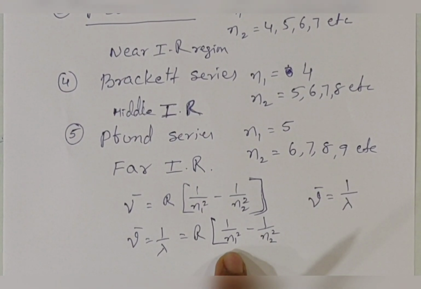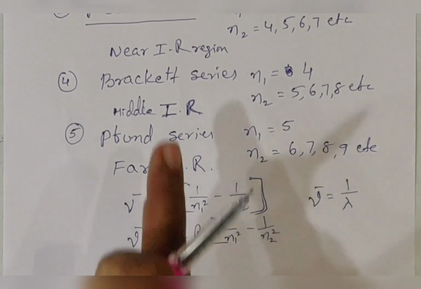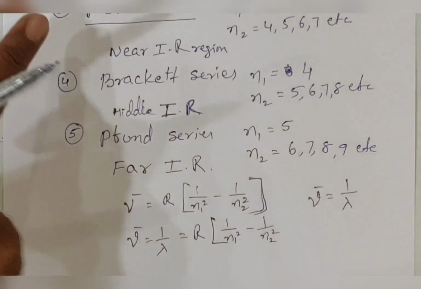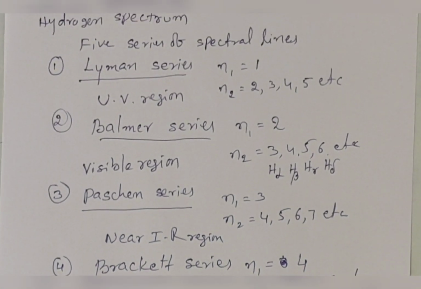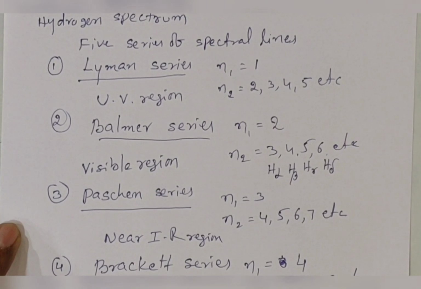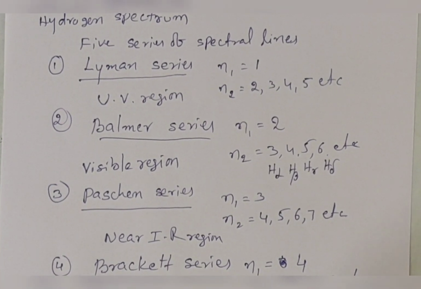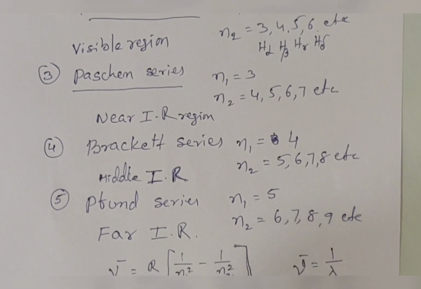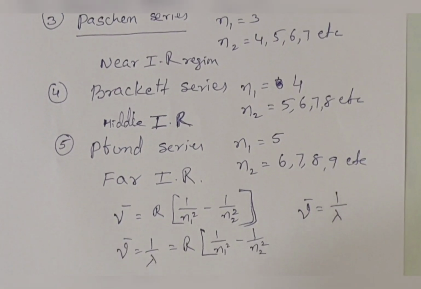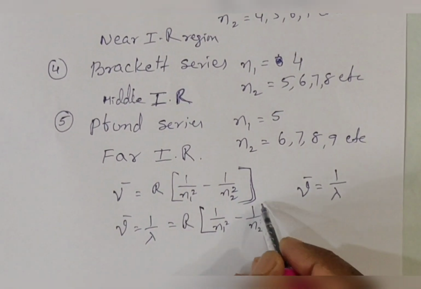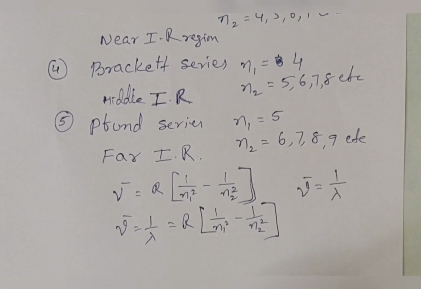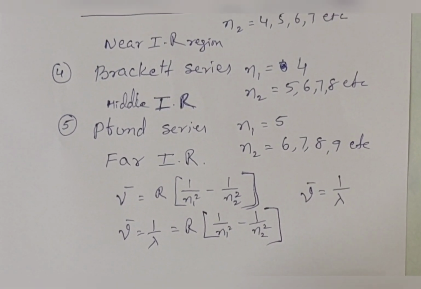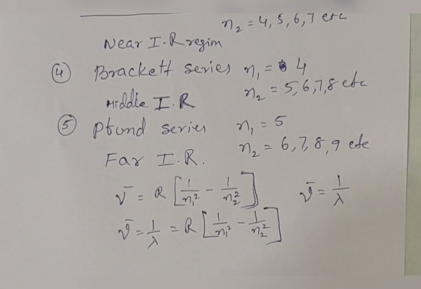N1 is determined by the series of spectral lines, and its values are constant. If it is the Lyman series, N1 is always 1. Balmer series, N1 is equal to 2. Paschen series, N1 is equal to 3. Brackett series, N1 is equal to 4. Pfund series, N1 is equal to 5. Using this mathematical expression, we can calculate the wavelengths or wave number of spectral lines.